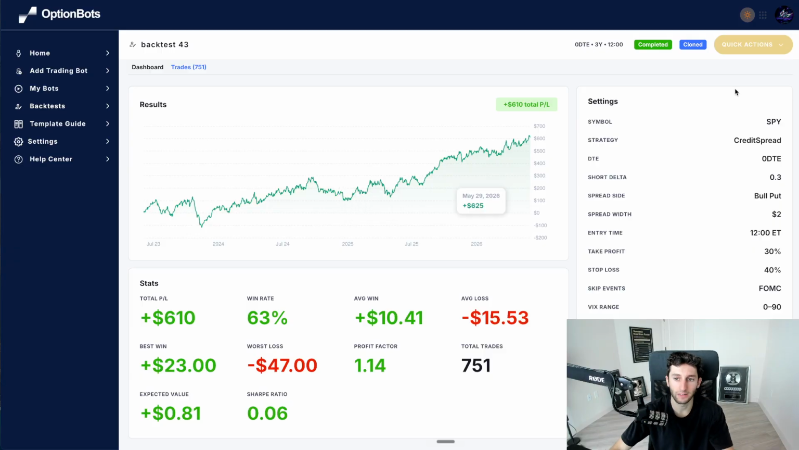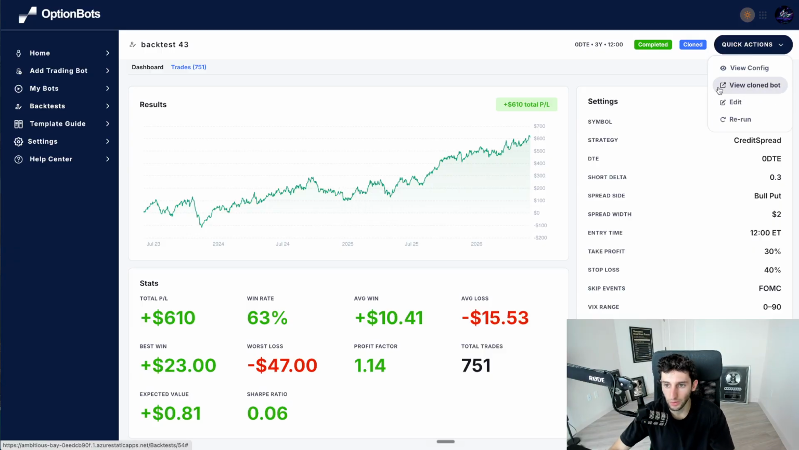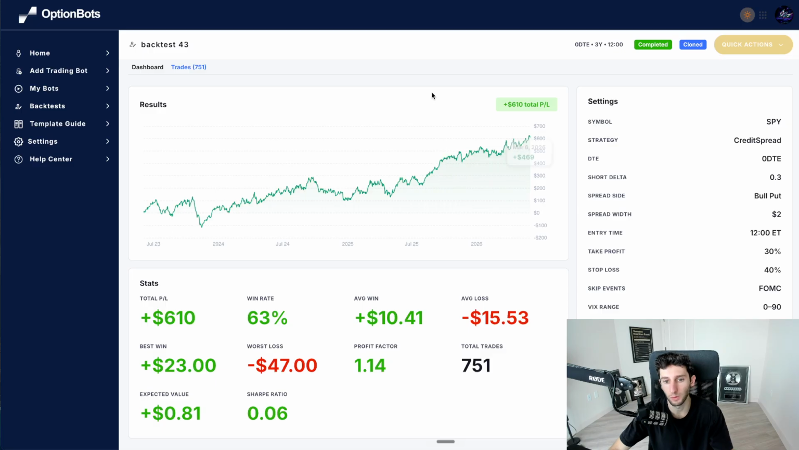This is a beautiful backtest that I could just go right here, clone it. It looks like I already have it cloned to one of my bots. And this can just auto trade for me. And now I can set up as many of these as I want. I can have a SPY one, I can have a QQQ one, I can have an IWM one. I can really just set this up to trade however I like. And I no longer have that PDT issue in effect.